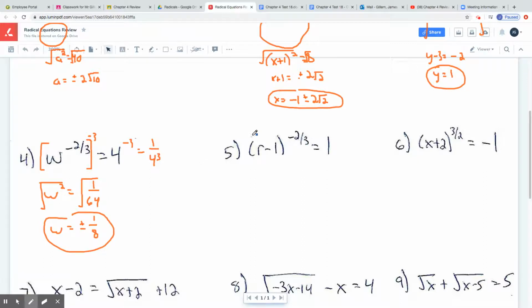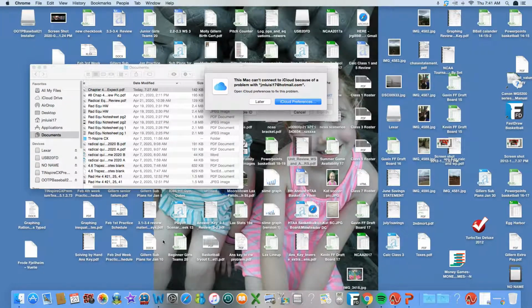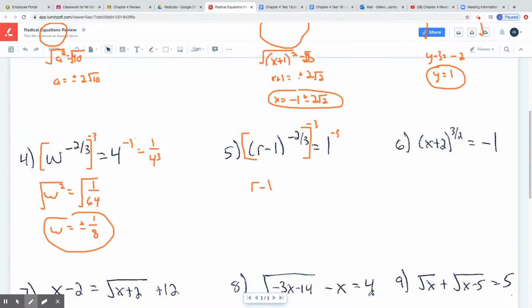All right, for 5. Similar thing, we got negative 2/3. So once again, we're going to raise both sides to the negative third. So I get r minus 1 to the negative 2, whoops. Negative 2/3 times negative 3 is 2. So that's why we get r minus 1 squared equals 1 to the negative third, which means 1 over 1 cubed, which is just 1.